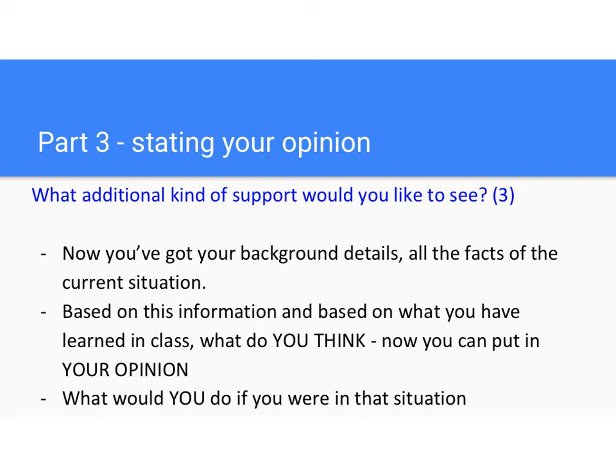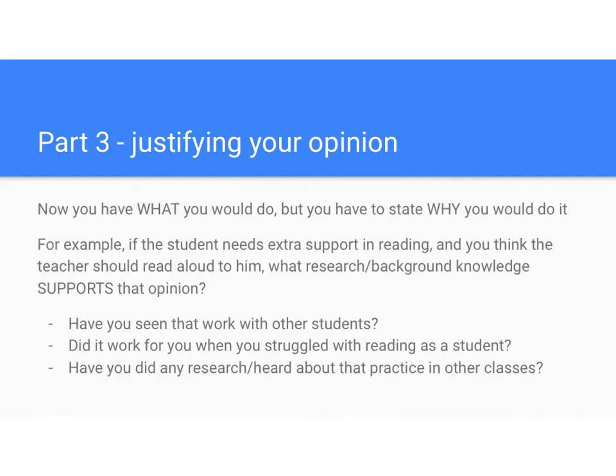What additional kind of support would you like to see? So based on all your background details, based on what you've learned in class, this class, your methods classes, Ed 100, all of those Ed classes, what do you think? Now you can put in your own opinion. What would you do if you were in that situation? If you were the teacher, based on all of what you've seen, what would you do?